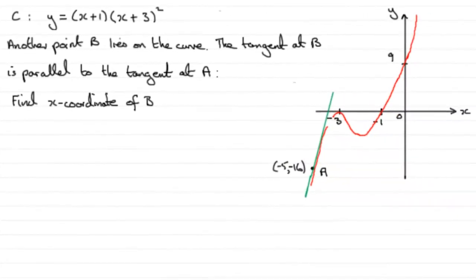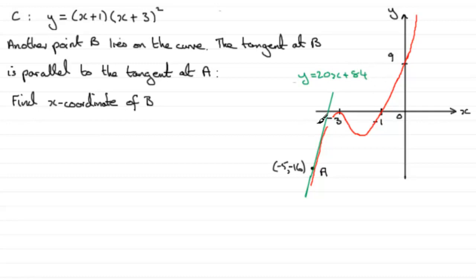Now for the last part of this question, which is worth 3 marks, we're told that we've got another point B that lies on this curve C, and the tangent at B is parallel to the tangent at A. We've got to find the x-coordinate of this point B. In the previous part, remember, we had our point A at (-5, -16), and we found the equation of the tangent. That equation of the tangent, do you remember, was y equals 20x plus 84.